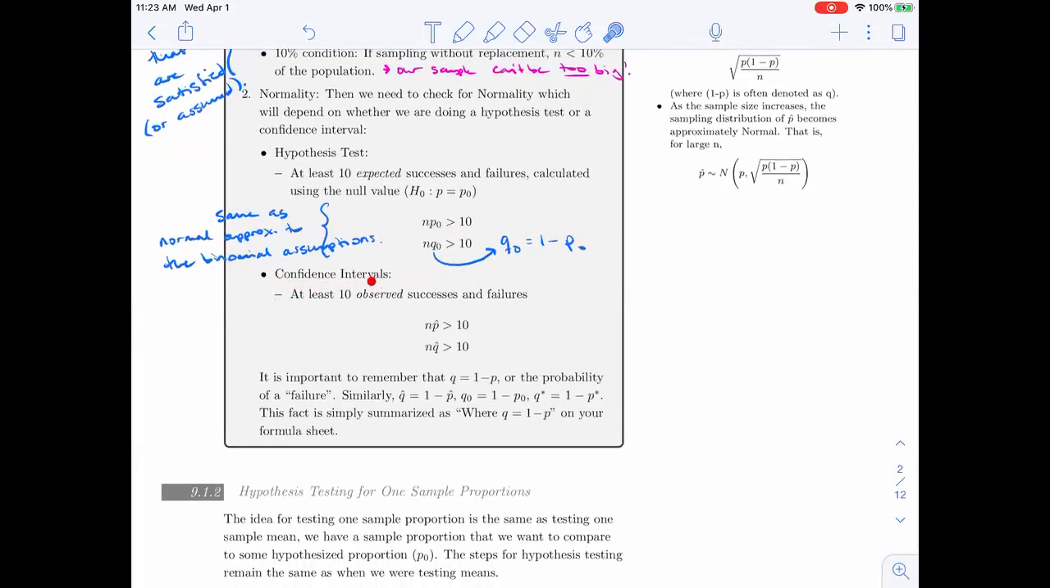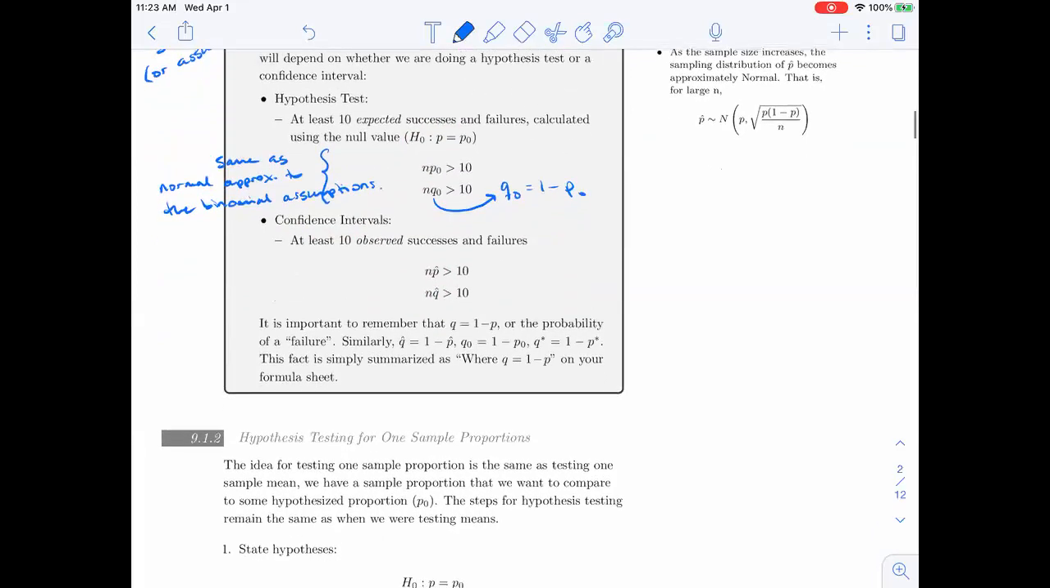If you're doing a confidence interval, you don't necessarily have a null hypothesis. So a lot of people ask me, how am I supposed to test this condition if I'm doing a confidence interval? Well, you don't. You test this one instead. You have to have at least 10 observed successes and failures, meaning you take your n times the sample proportion, P hat, has to be more than 10, and n times your sample non-proportion, Q hat, which is 1 minus P hat, has to be more than 10. You can replace those Q's with 1 minus P.